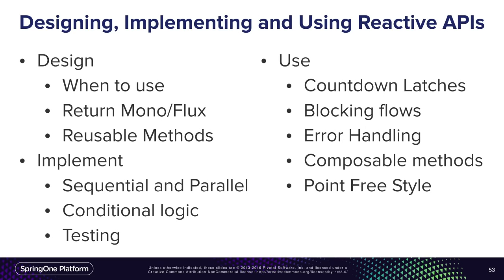Obviously, you must return Mono or Flux. Void is not a reasonable answer, just one of those two. And then make sure you're doing reusable methods. Reusable functional methods come in so much in handy.